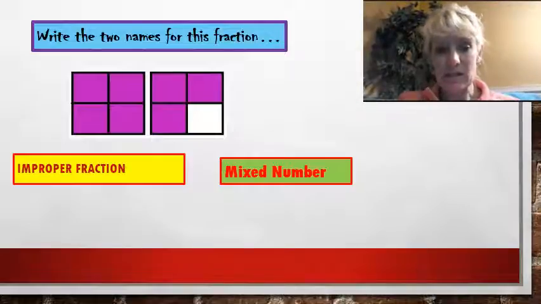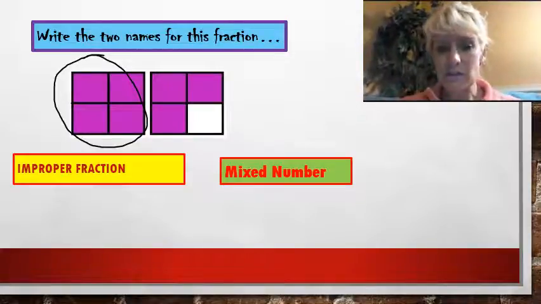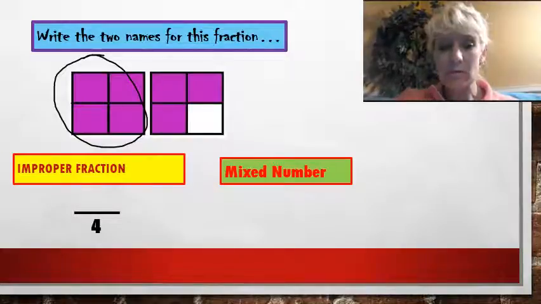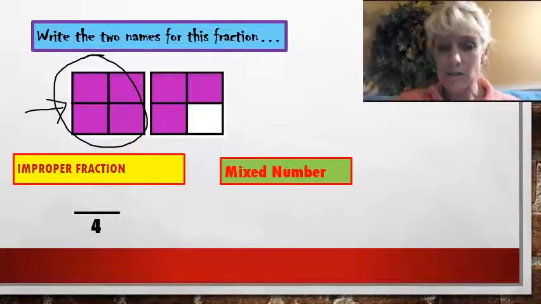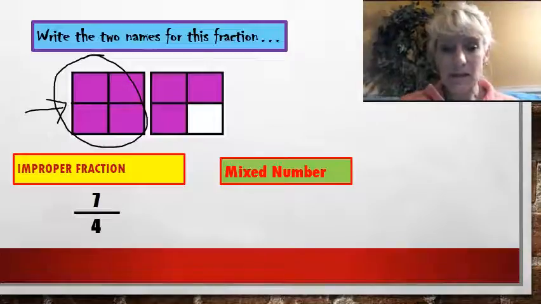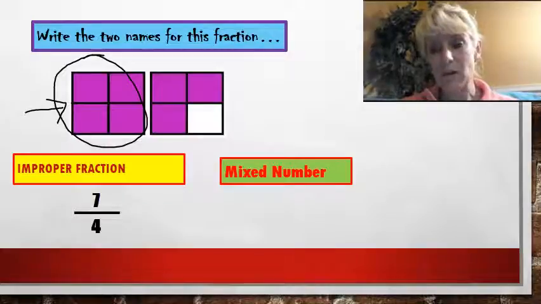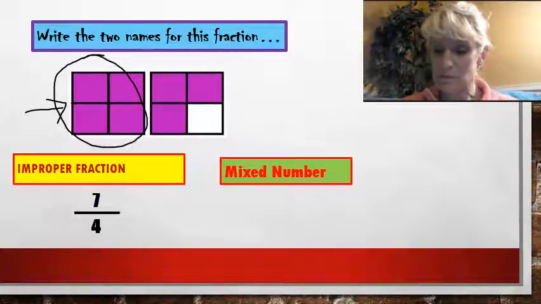So as I see here, I am going to look at just one of these parts of the fraction to determine how many parts it actually has. I know that I'm going to have to divide it between the numerator and denominator. My denominator is 4 because there are 4 parts. Then I count all of the purple parts and I see that I have 7. This is an improper fraction because that bottom number is smaller than the top number.